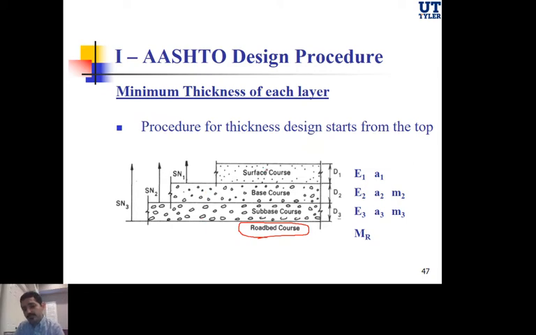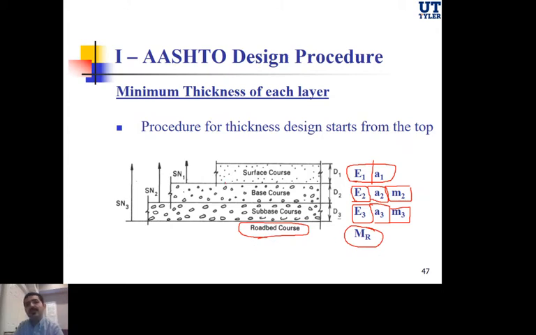The way we do this is one step at a time. The first layer has a modulus E1 and a layer coefficient A1. The second layer has a modulus E2, a layer coefficient A2, and a drainage coefficient M2. The third layer has a modulus E3, a layer coefficient A3, and a drainage coefficient M3, and the bottom layer is the resilient modulus, which we like to call MR, for the soil sample.